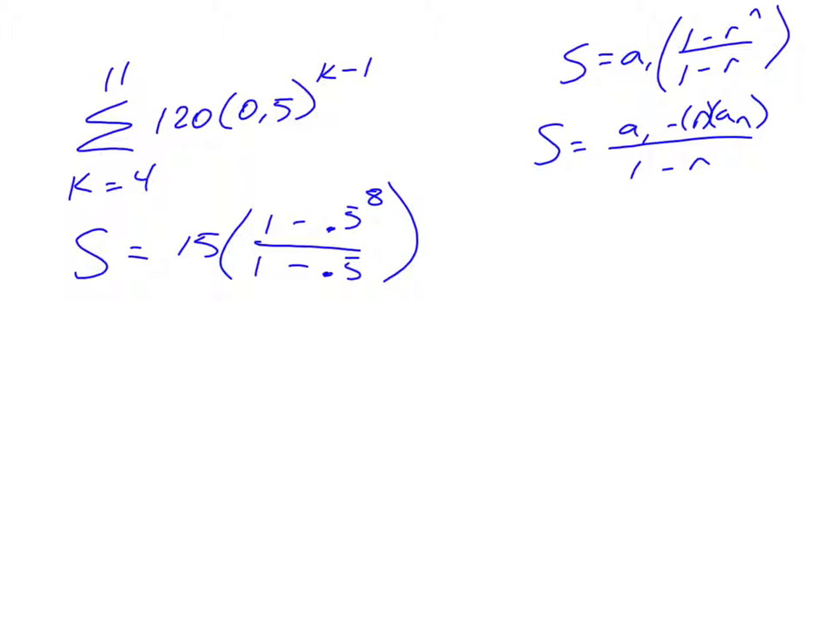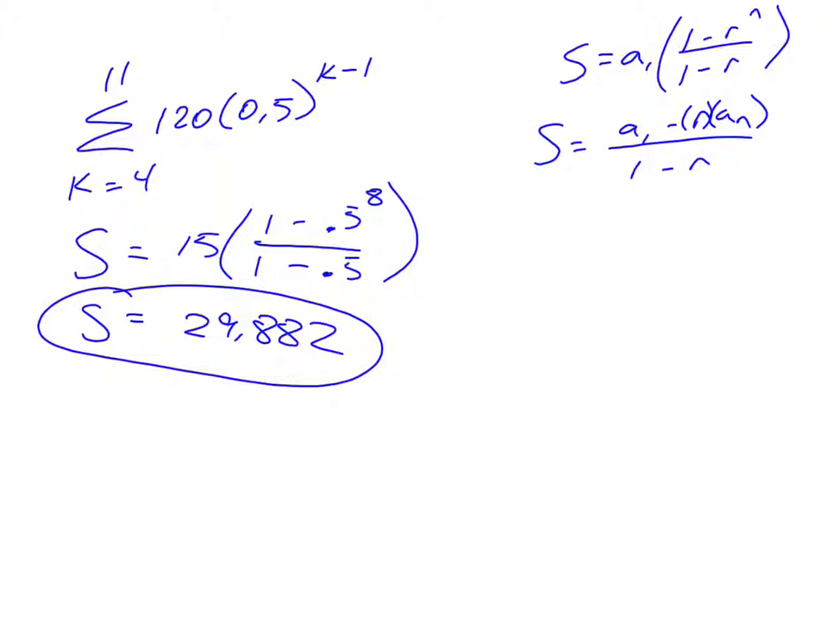So then I punch that in. I'm going to do 15 parentheses, control divide. I'm going to do 1 minus 0.5 raised to the 8th power over 1 minus 0.5, which is just 0.5. So we'll get 29.882.